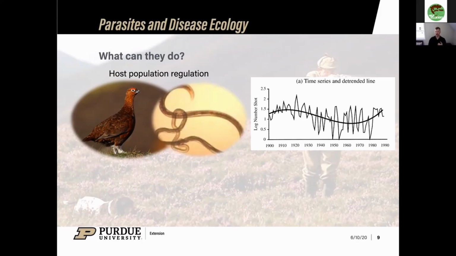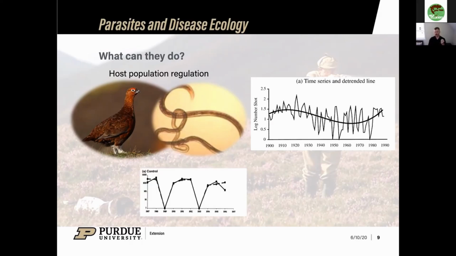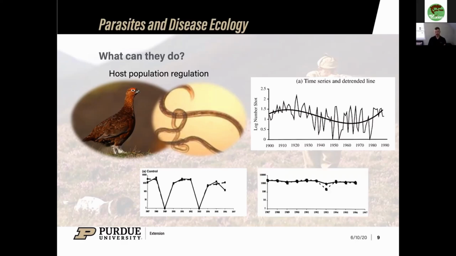So in the 80s, researchers got interested in figuring out if these parasites are actually regulating the bird populations. So they did some experiments. They had a control population which they just left unmanipulated, and these birds still had their parasites. And what they saw were these classic fluctuations in the population size. But then they also took populations and cleared them of their parasites using a drug. And what they found is this completely eliminated the population fluctuations.